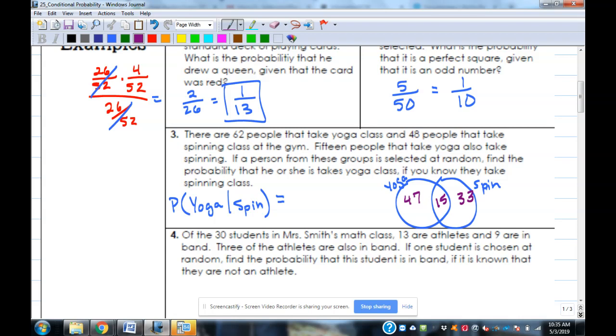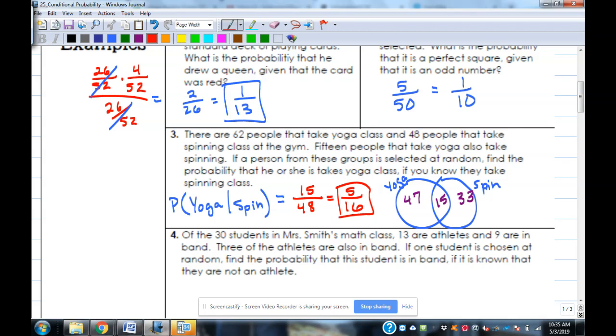So that would be, how many people take yoga that also take spinning? 15. How many take spinning? 48 take spinning. 15 of those people take spinning and yoga. 15 out of 48 will reduce because they're both divisible by 3. 5 over 16, right?